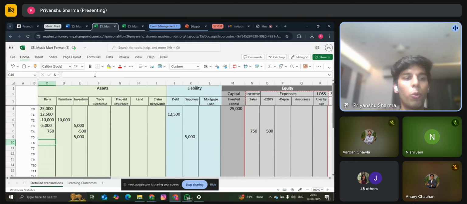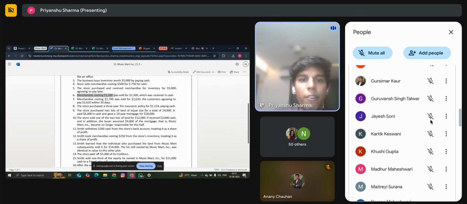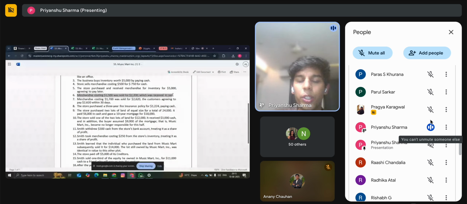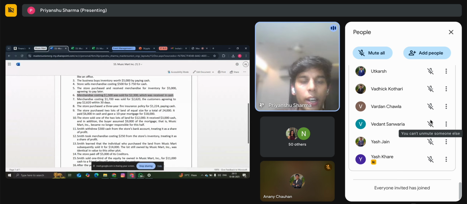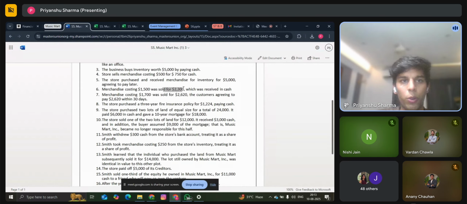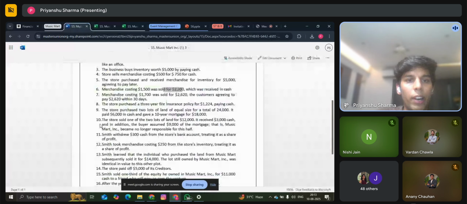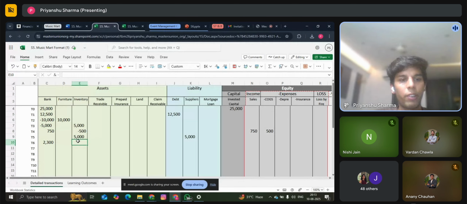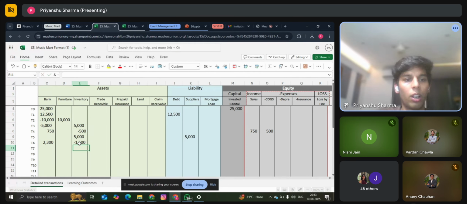Cool. I'll move on to transaction number 6. Merchandise costing 1,500 was sold for 2,300, which was received in cash. Since we are dealing with cash here, there's always going to be a bank entry. I'll record 2,300 on my bank side, and the inventory that we sold costed us 1,500. So basically our inventory was worth 1,500 to us and we upsold it for 2,300, because we need to make a profit after all.